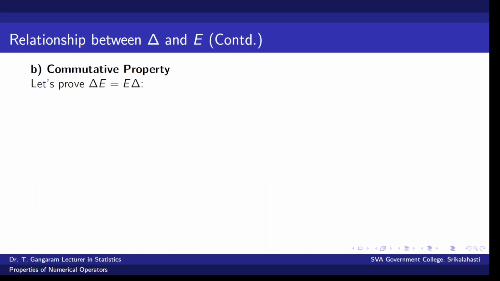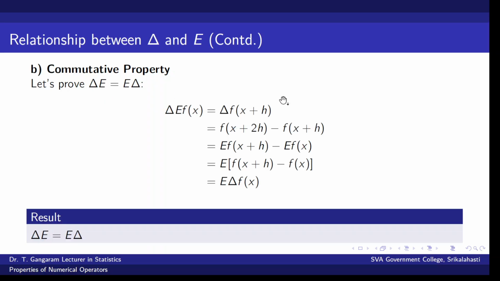Next, the commutative property. We know that the operators delta and E satisfy the commutative property. That means delta E must be equal to E into delta. Delta E of f of x: first we expand E of f of x, it shifts one step forward. So E of f of x is equal to f of x plus h.